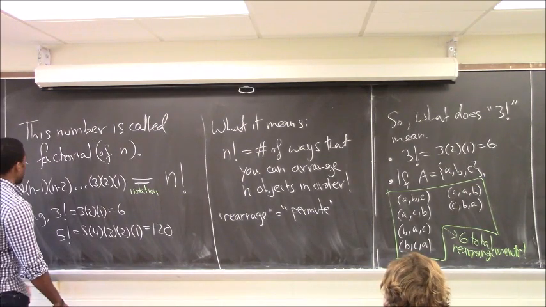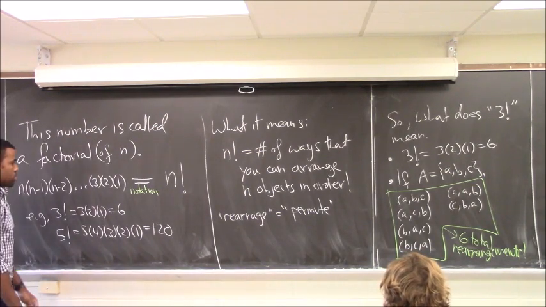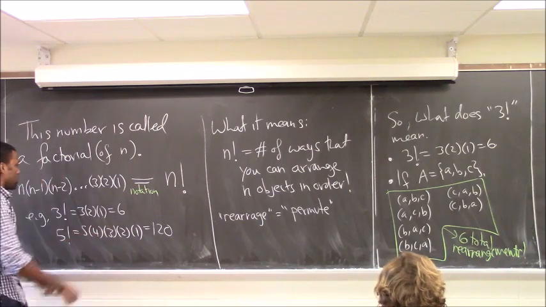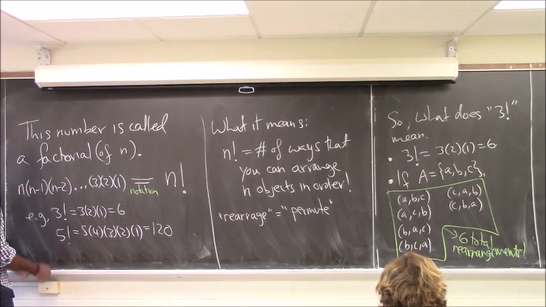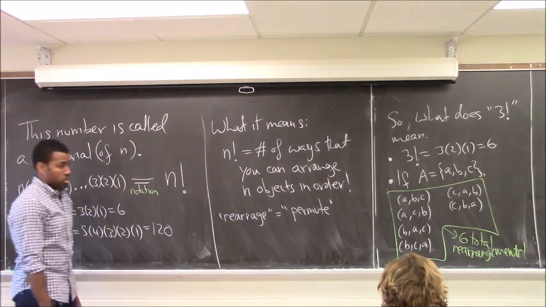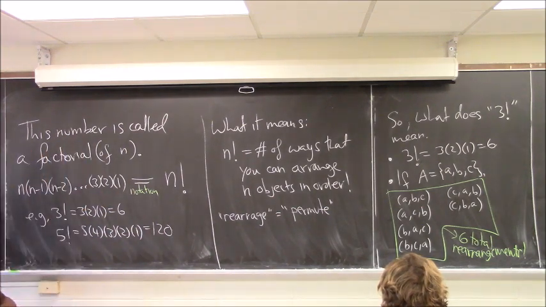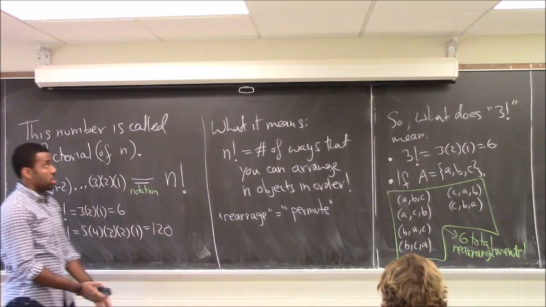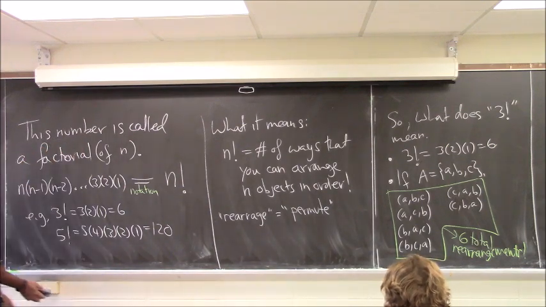So PnR is called a permutation. It tells you how to put things in order without repeats. And if you choose all of the things from a set, you get the number we call n factorial, and that is the number of possible rearrangements of n objects.